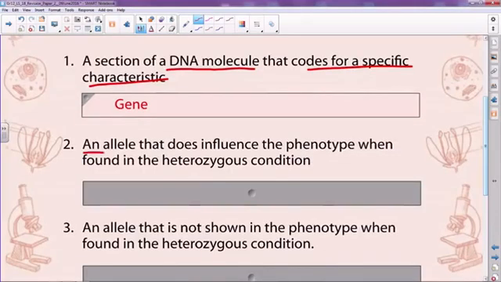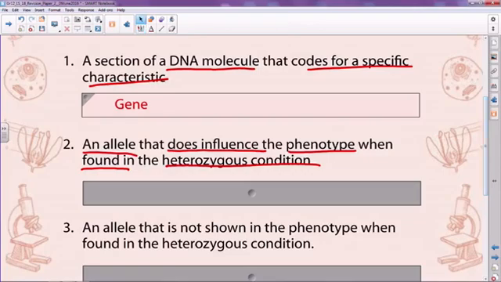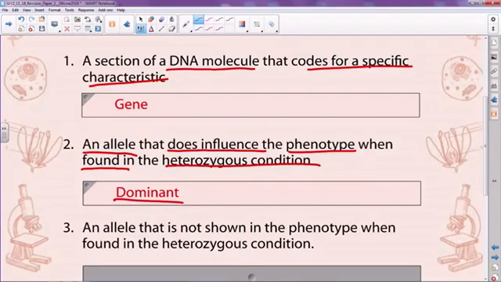Now the next one we have a look at is an allele that does influence the phenotype when found in the heterozygous condition. It can only be your dominant gene. Remember, if you have a heterozygous and you have a dominant and a recessive, the one is going to show up where the other one is not.